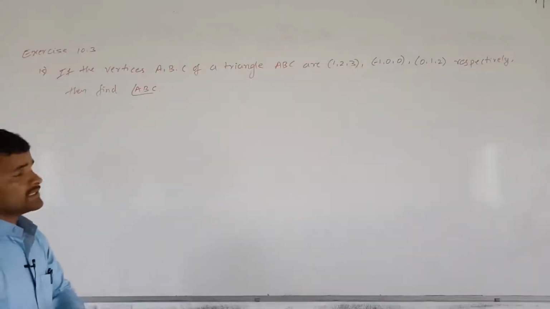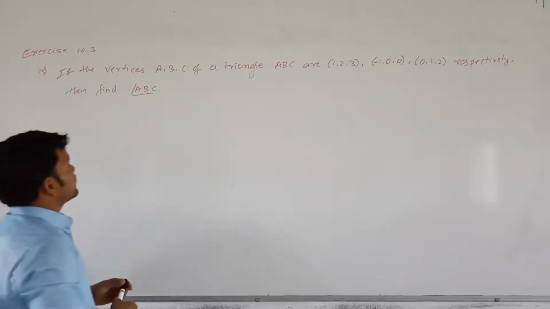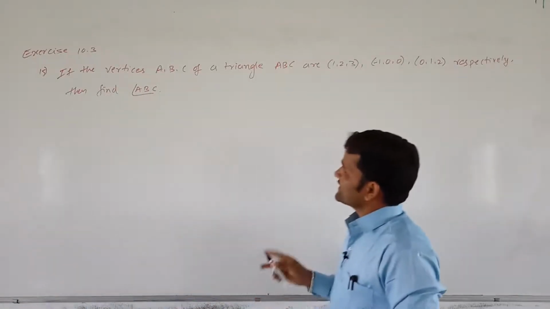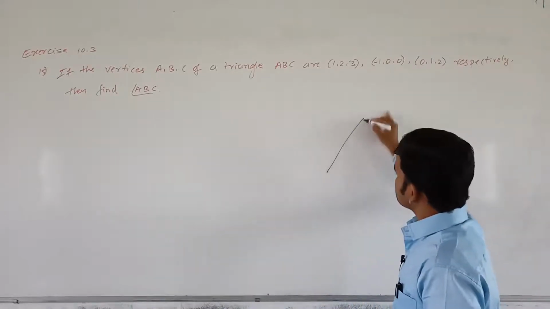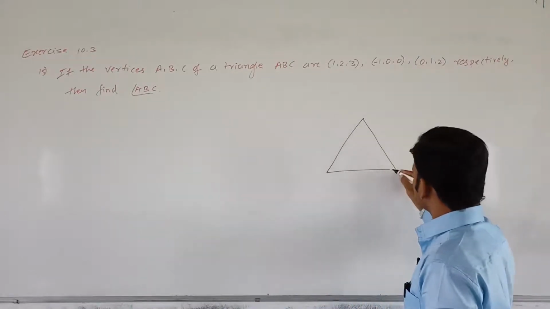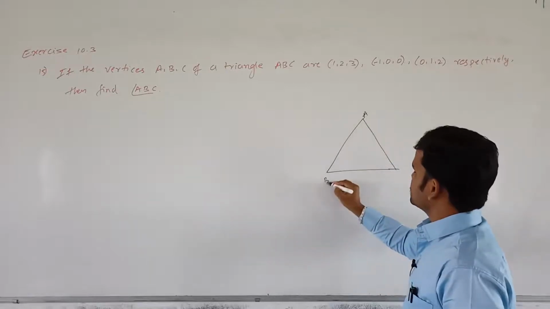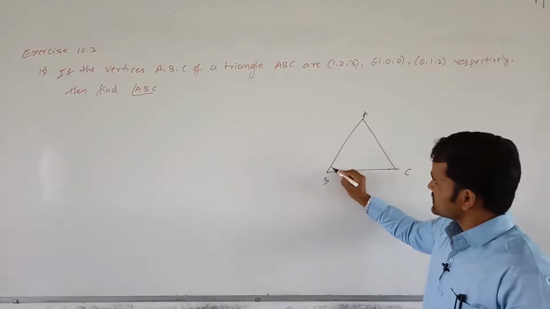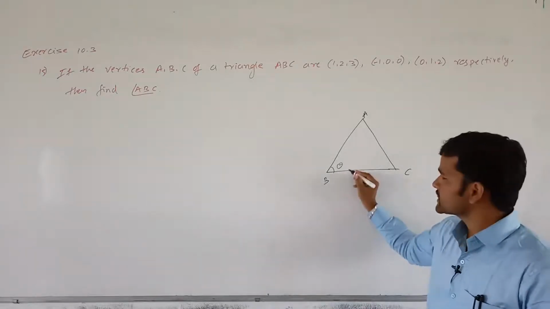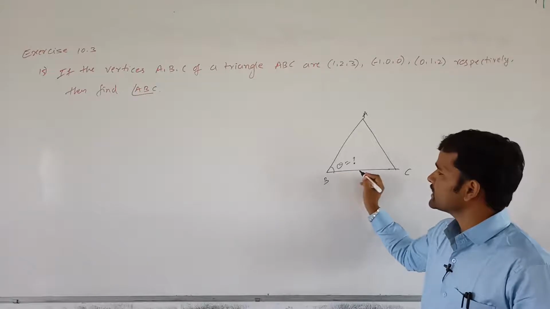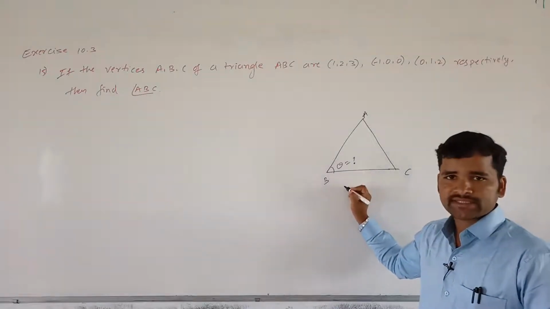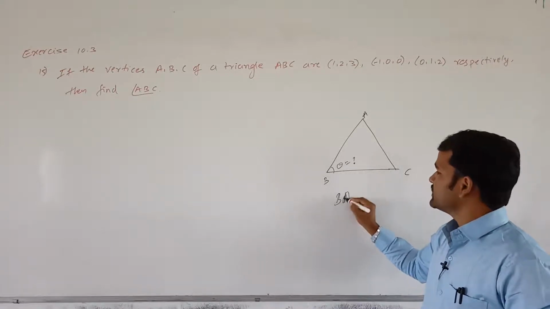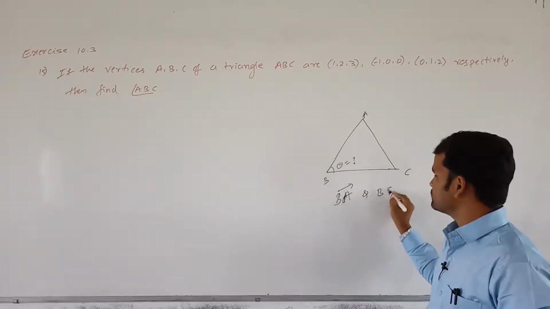Okay. See here, we will use the dot product of two vectors concept here. We want angle ABC, means suppose I have a triangle like this with vertices A, B and C. We want angle ABC, means this angle I want. This angle is equal to question mark. This angle is formed between what are the two sides? This angle is formed between the sides BA and BC.